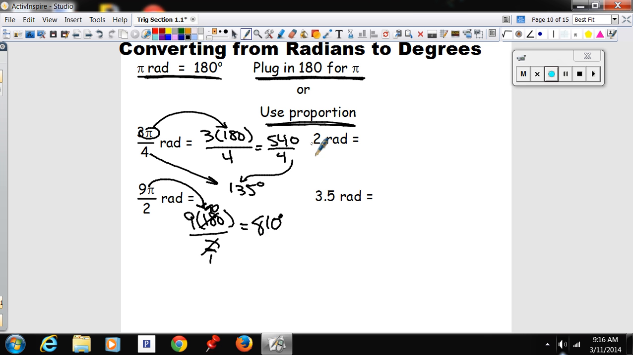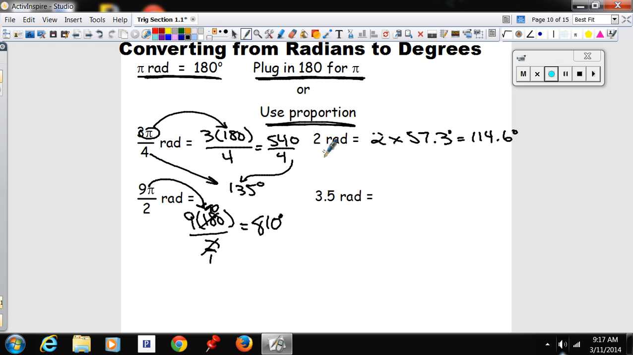What about when you don't have pi, though? You've got 2 radians. You've got 2 ways to do it. One of the very first things I told you was 1 radian equals how many degrees? 57.3 degrees. So I could take 2 and multiply it by 57.3 degrees, and it's going to be 114.6 degrees. That's one way. If you don't see a pi, you know each radian is 57.3 degrees, just multiply it by how many radians you have.